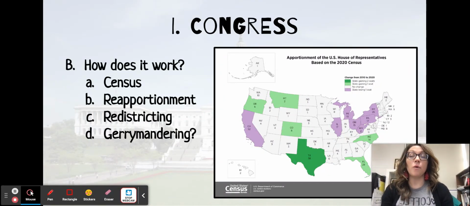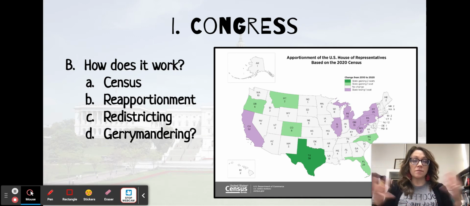Today we're going to be looking at 4 vocabulary words that are going to help us understand how Congress works and how the seats in the House of Representatives are distributed.